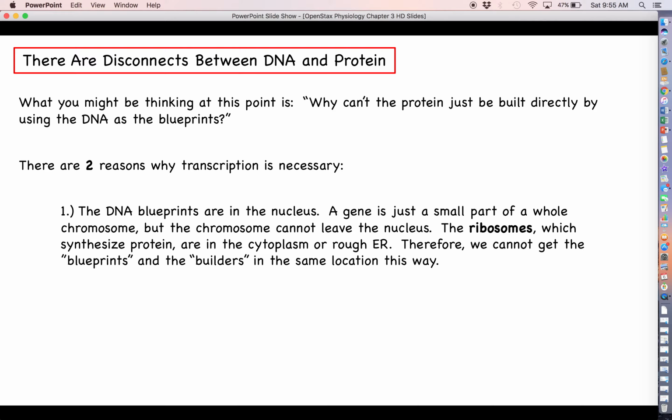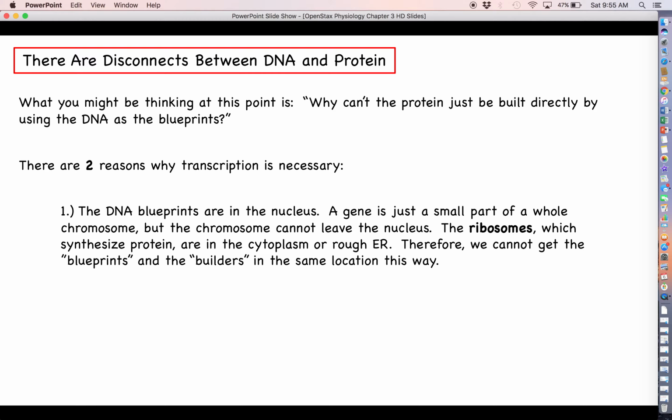So, as we said, a gene is just a small part of a whole chromosome. The chromosome isn't going anywhere. We can't really freely transport the chromosome anywhere. It's stuck inside the nucleus. The ribosomes, those little machines that are going to be making proteins, are outside the nucleus. They are either in the cytoplasm or embedded in the rough endoplasmic reticulum.